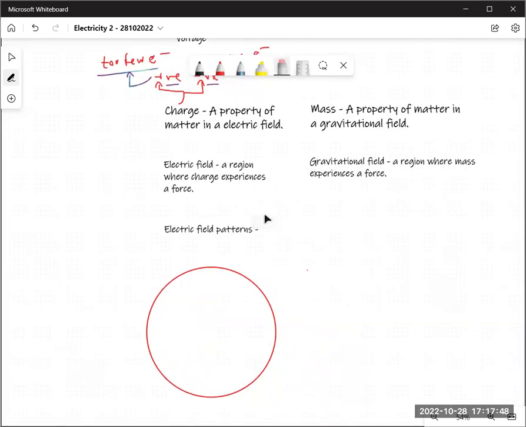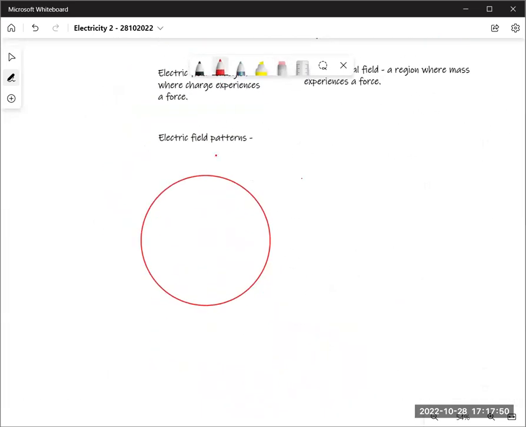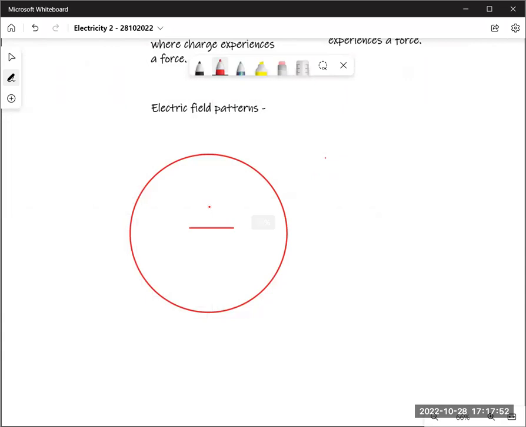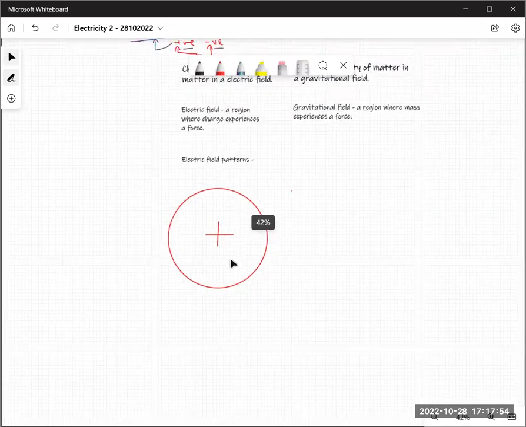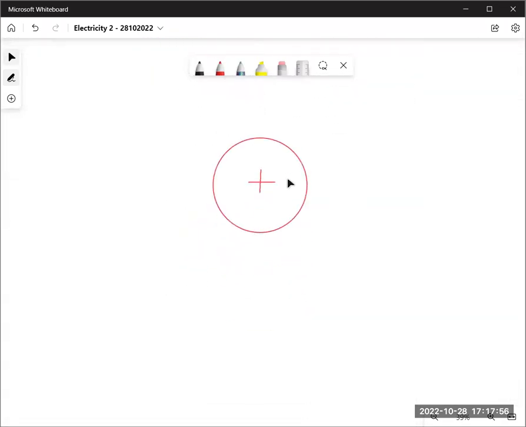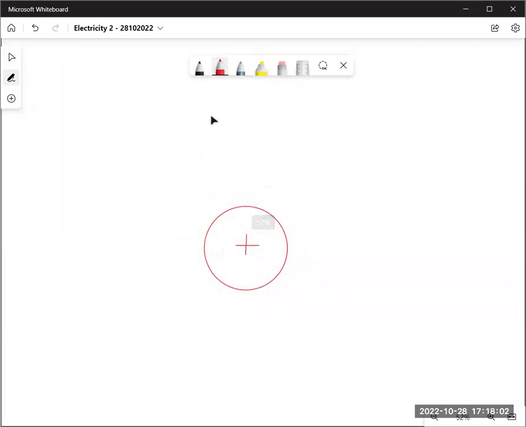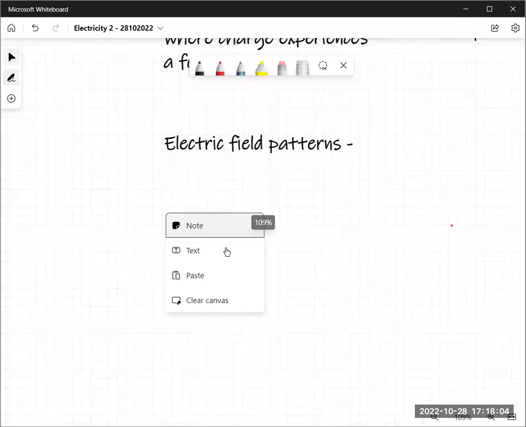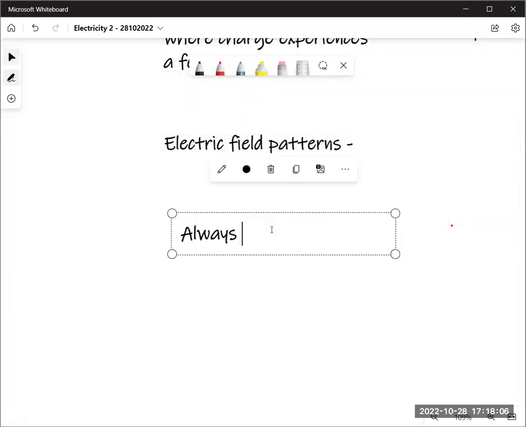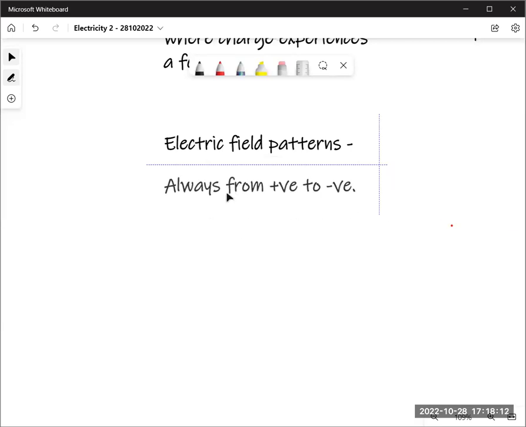But in physics, it's much more than that because we're doing electric field patterns. So let's start from here. We know what charge is now, but we should also know what are electric field patterns. Let's write it here. Electric field pattern is always from positive to negative. Rana, read this out loud.